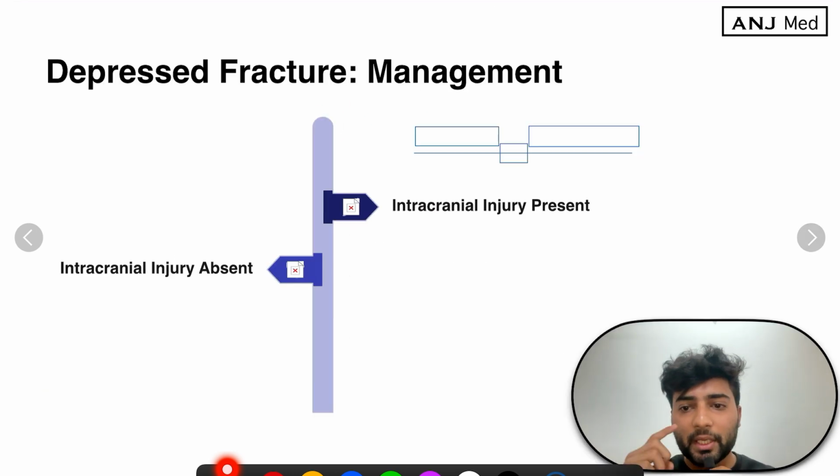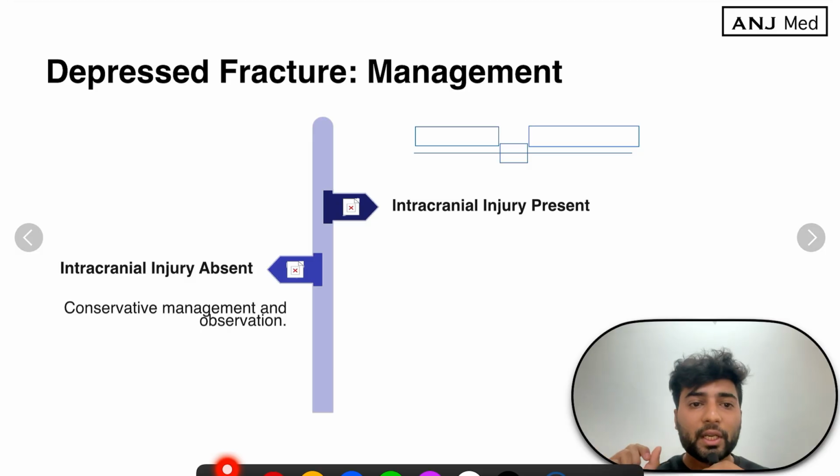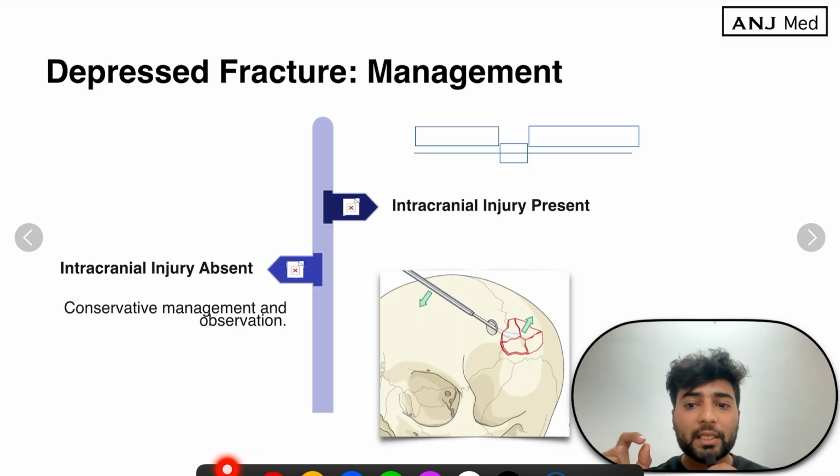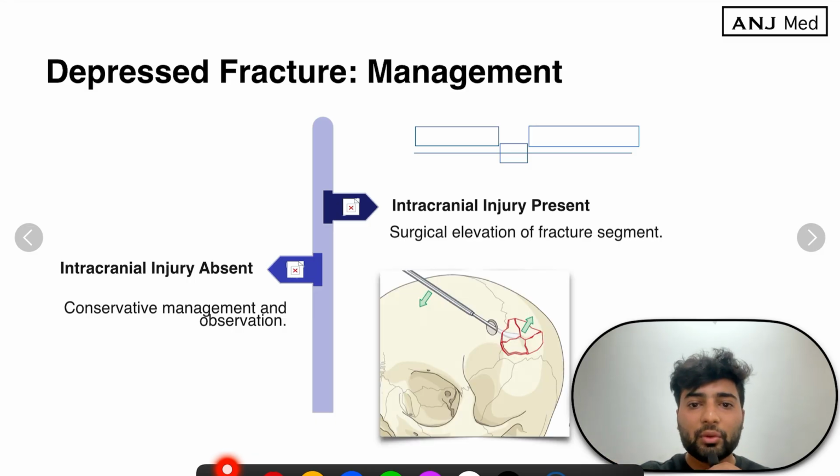So now what is the management? See, in fissure fracture there was nothing like brain compression. Here there is brain compression, so we need to manage this fracture. If there is no intracranial injury, or nothing has happened to the brain, then we can manage it conservatively. But if there is intracranial injury present, then we need to surgically elevate this segment. So surgical elevation of the fracture segment is required.